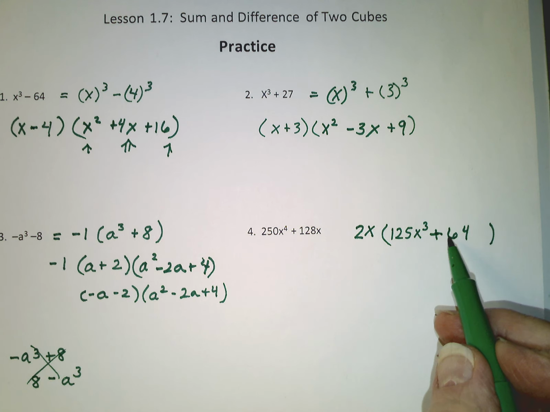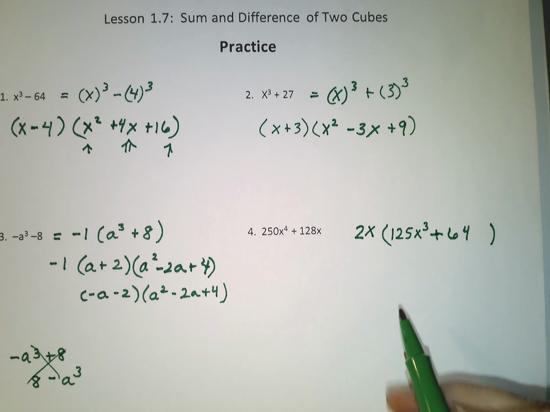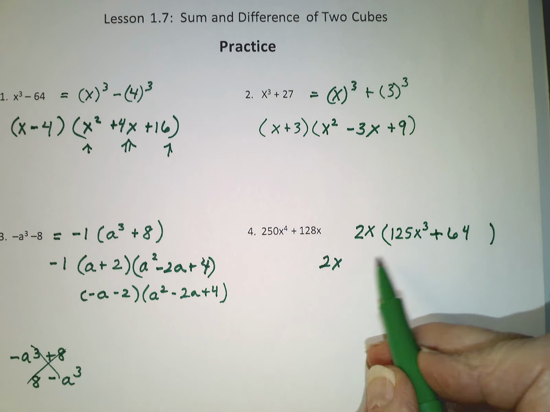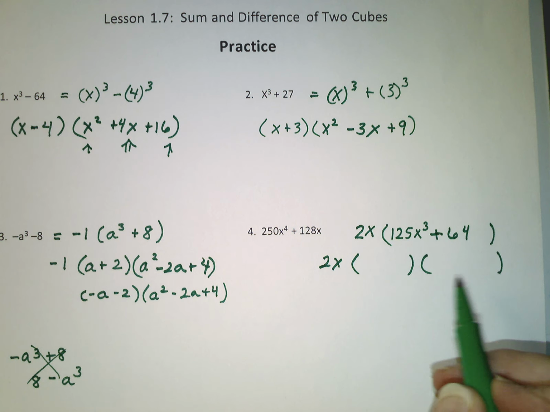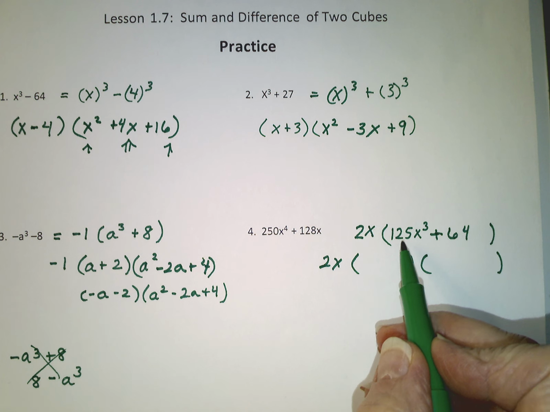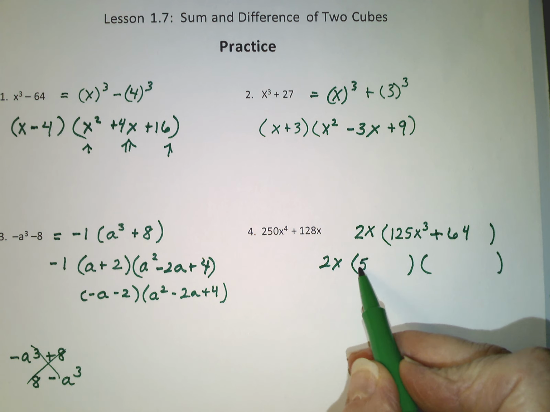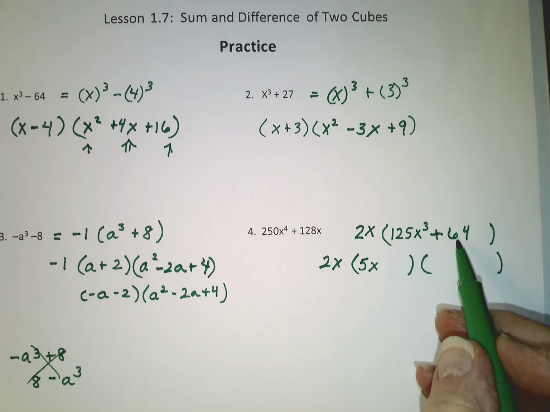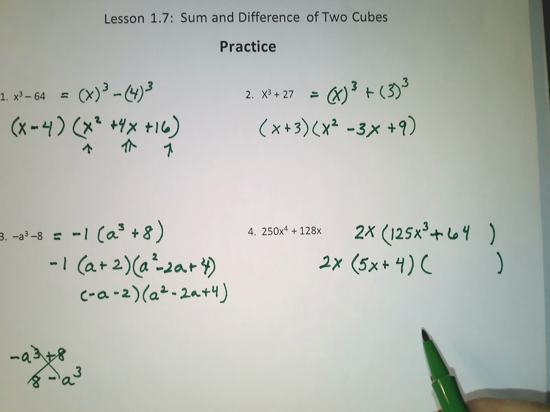And we already know that 64 is a perfect cube. So we can go ahead and factor this. Bring down the 2x. And then we're going to have the 2 cube roots and the trinomial. So the cube root of 125x to the third, that would have to be 5x. Plus the cube root of 64, we already found out that is just 4.